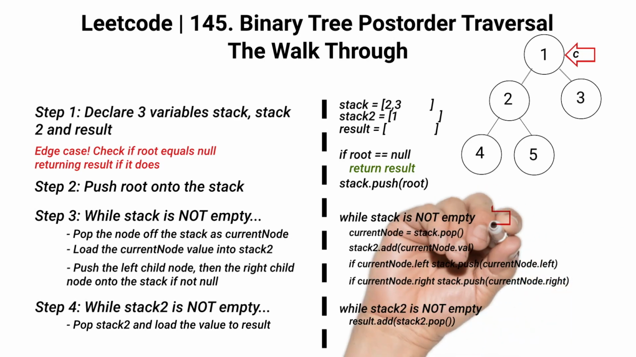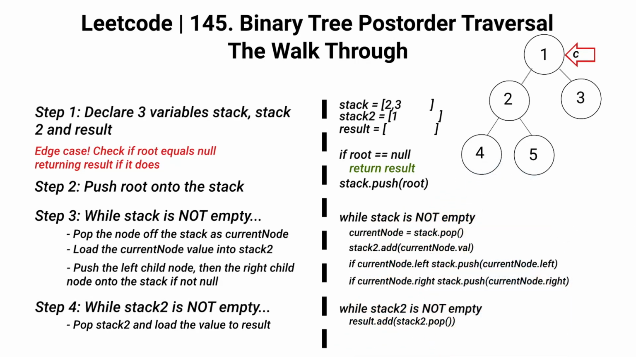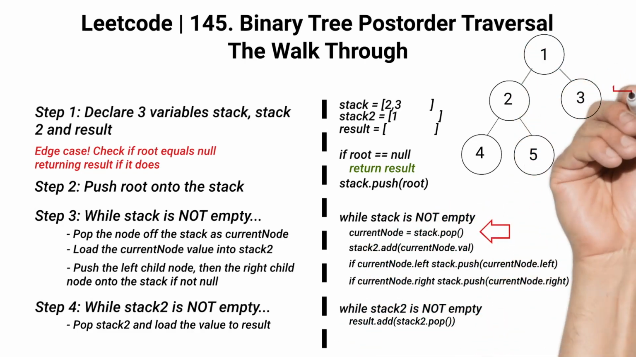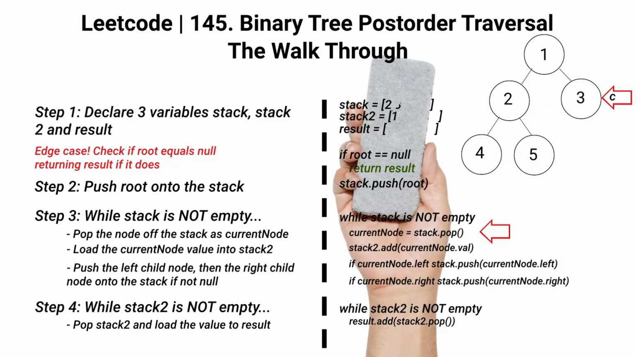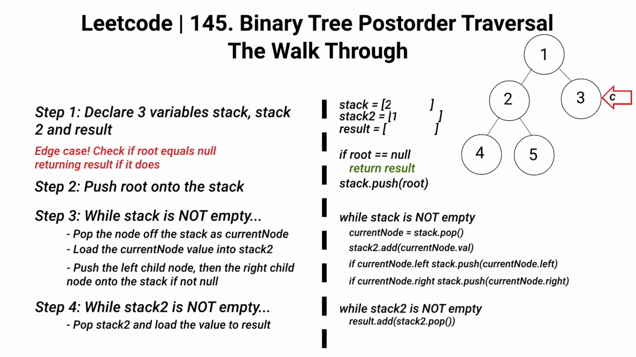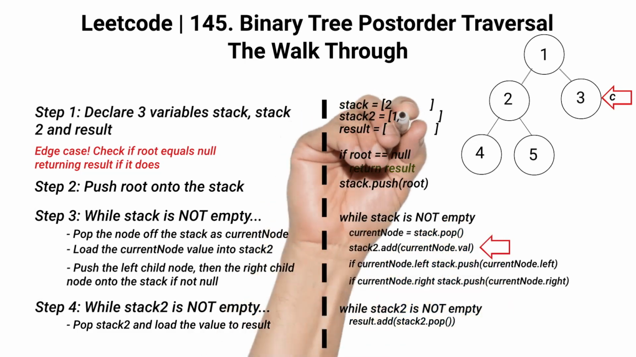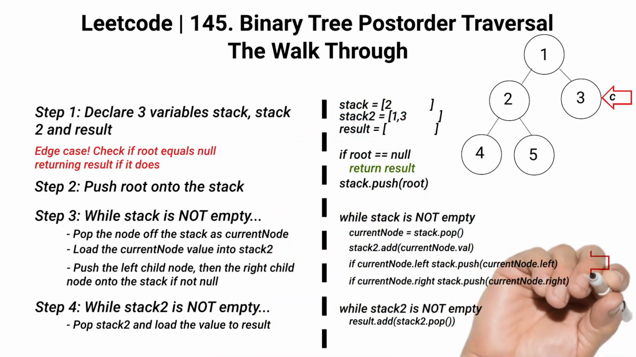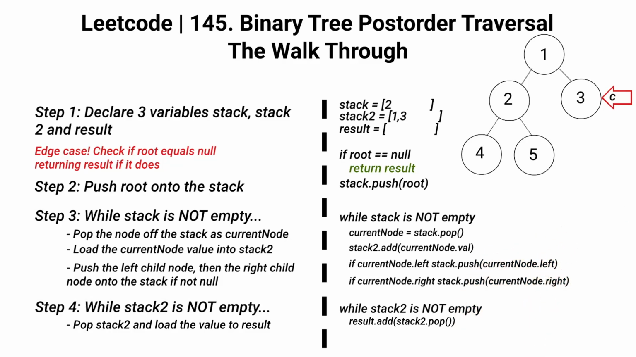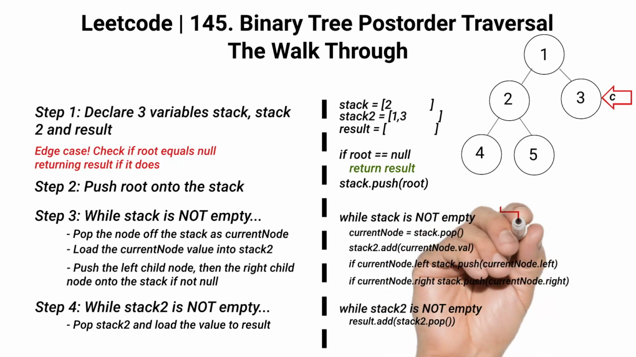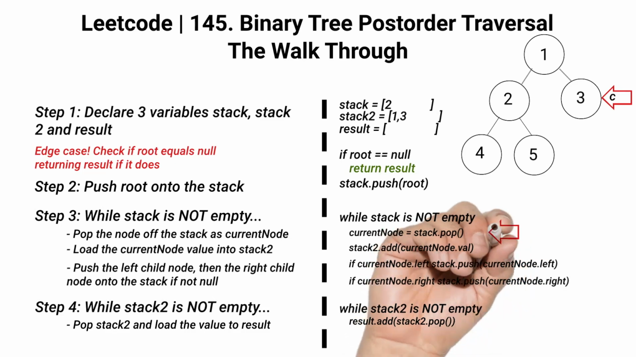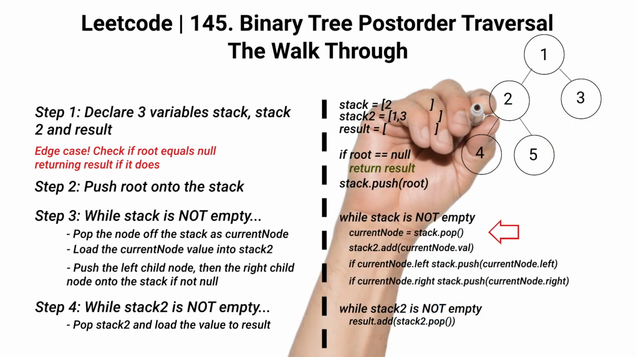We can see the stack is not empty, so pop the stack, so the current node is now the 3 node. Add the value 3 to stack 2. Check if it has a left node, which it does not. Check if it has a right node, which it does not. So we'll go back to the top and check if the stack is empty. The stack is not empty, so pop the stack, so the current node is now equal to the 2 node.